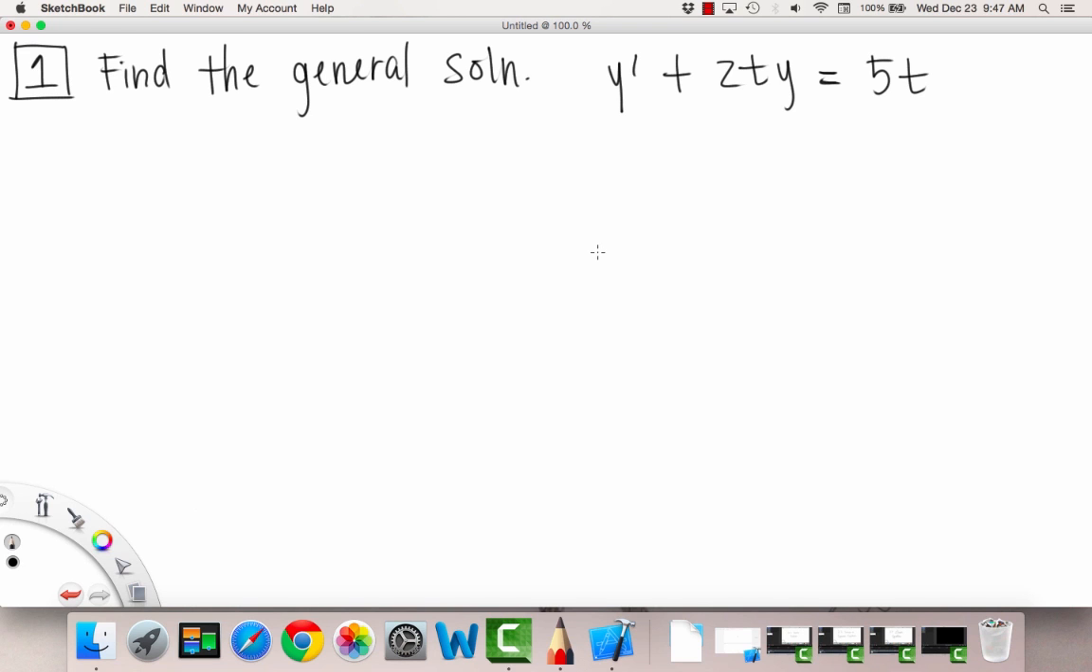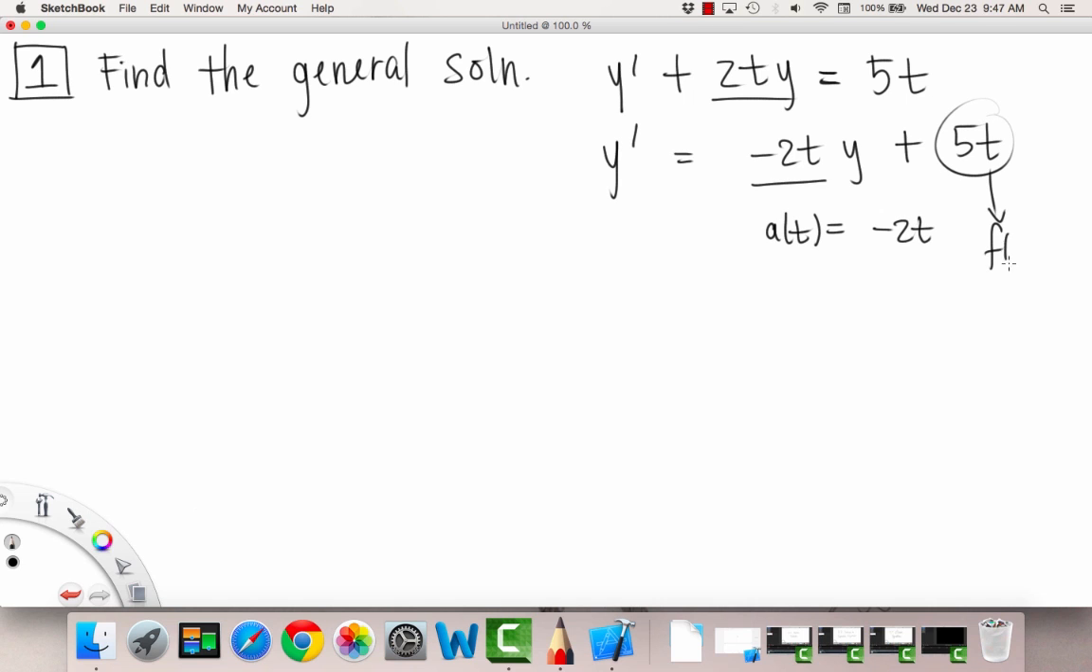Okay, here's number 1. We're going to find the general solution to this ODE, and it is a linear form, and we can check that by moving this term over to the right side. So we have y prime is equal to negative 2t times y plus 5t. So here we can identify an a of t. So a of t is equal to negative 2t here, and our f of t is 5t.